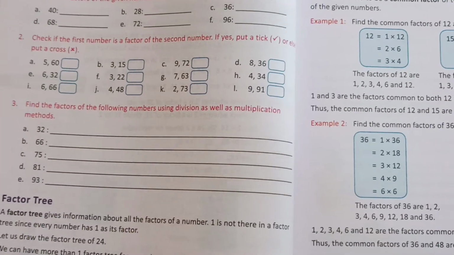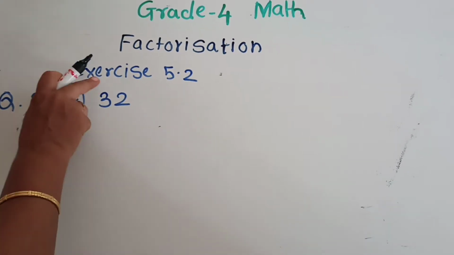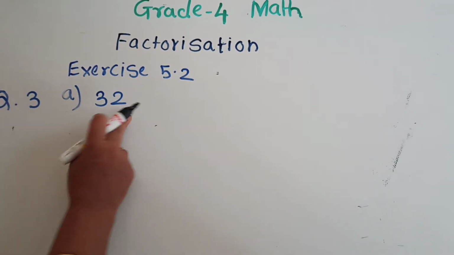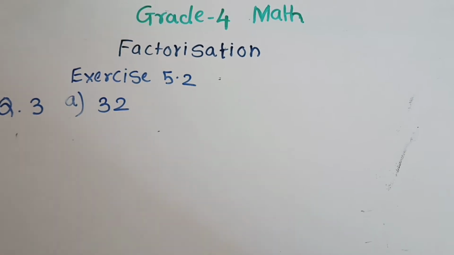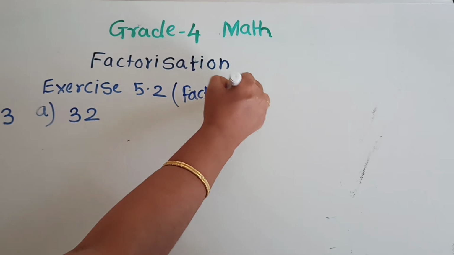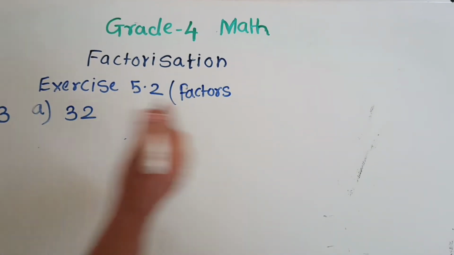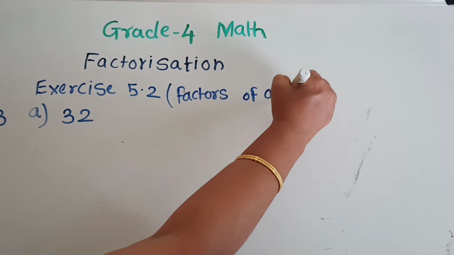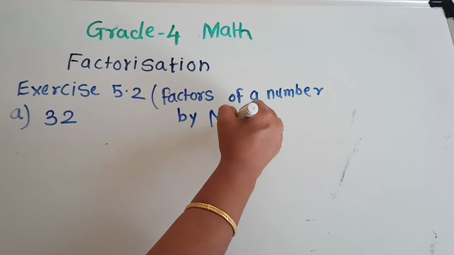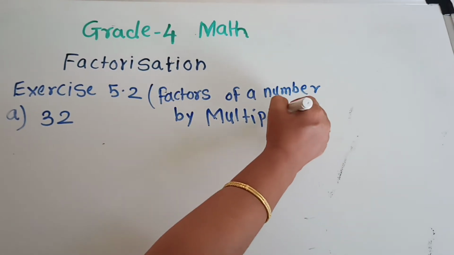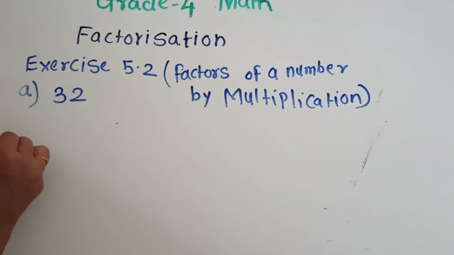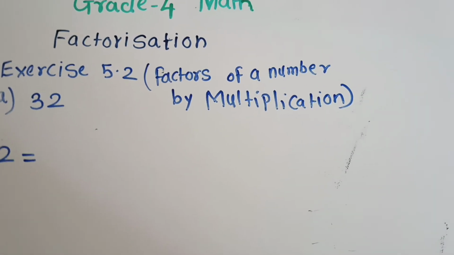Okay, see, we are going to solve exercise 5.2 question 3 a, factors of 32. See here, factors of a number by multiplication. Okay children, here 32. Now tell me first factor.